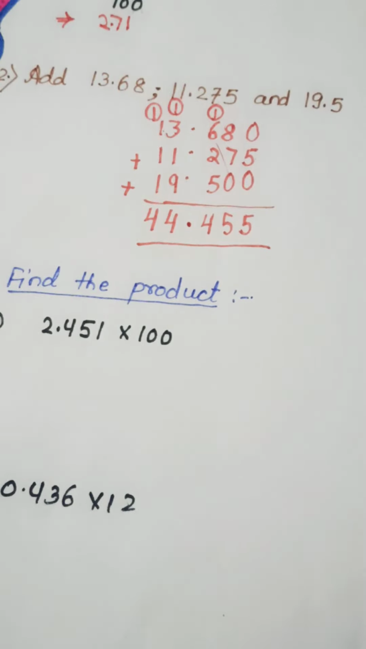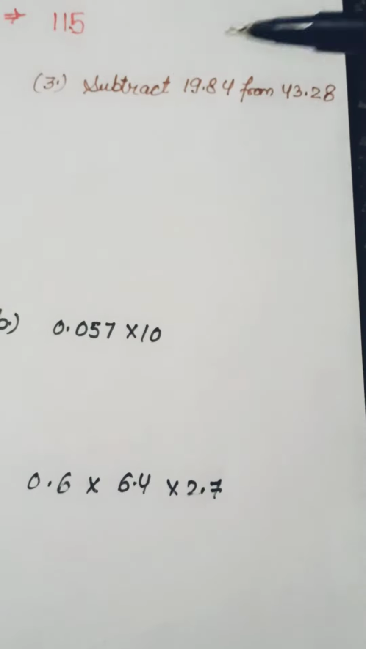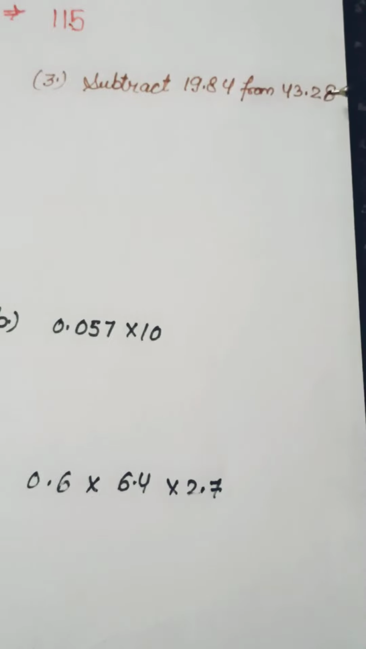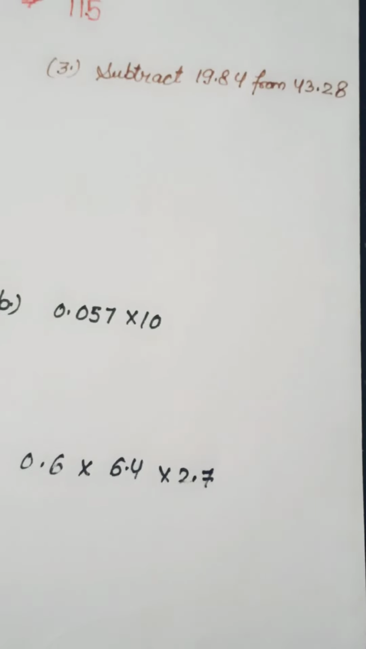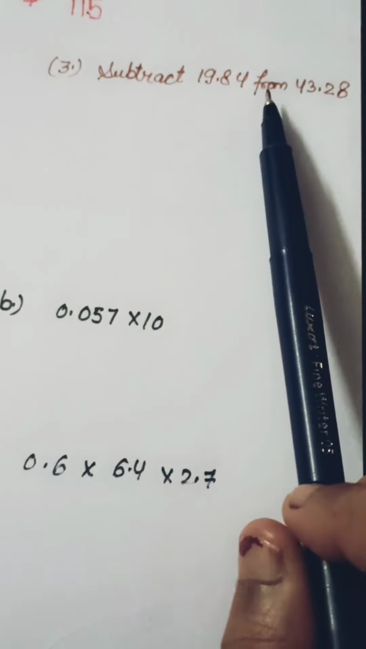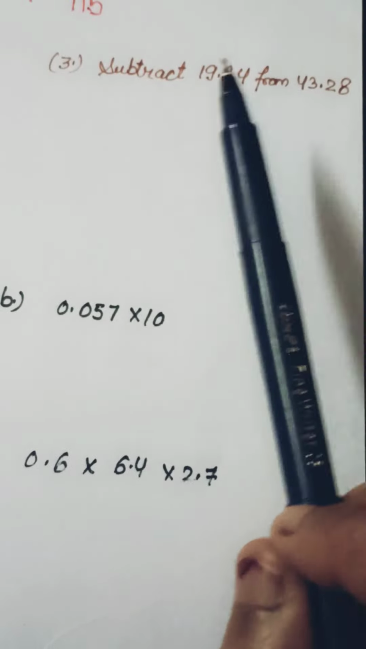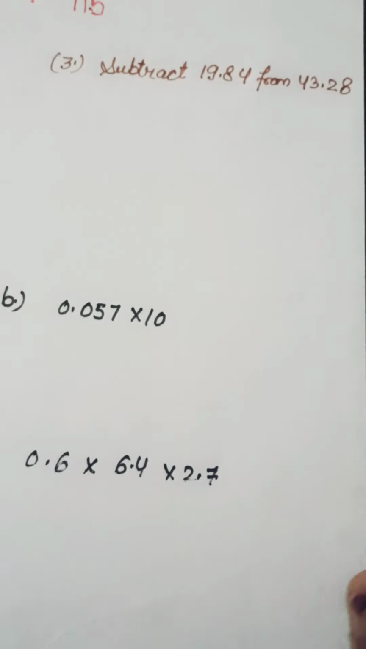Okay, now we will move on to the next question, and our next question is subtract 19.84 from 43.28. Now the main thing over here is we can see the word from, and it means this second number we will write on top, and this first number we will write below it.